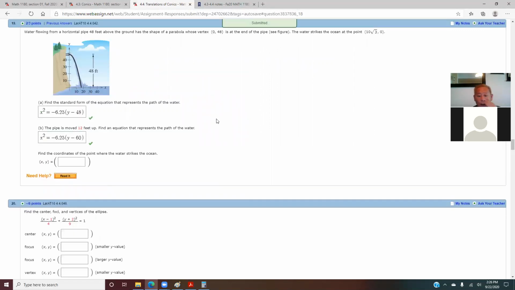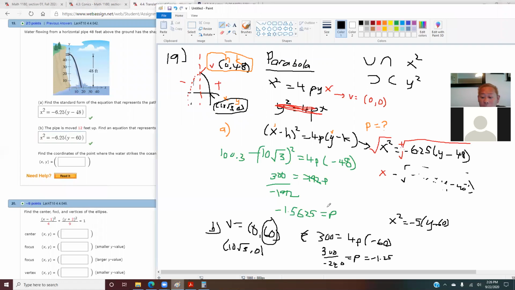All right, so things are going to get a bit easier then. We don't use all this. You just need to switch your coordinates from 48 to 60. Oh, okay, so that's going to be easier to find. So what you do here is you just change the 48 to 60, because you moved 12 feet up. And then finally, you just need to figure out the coordinates where it strikes the ground.